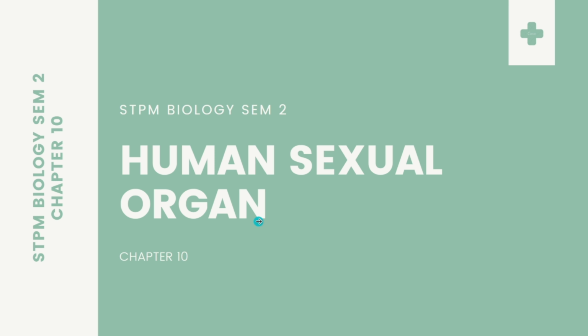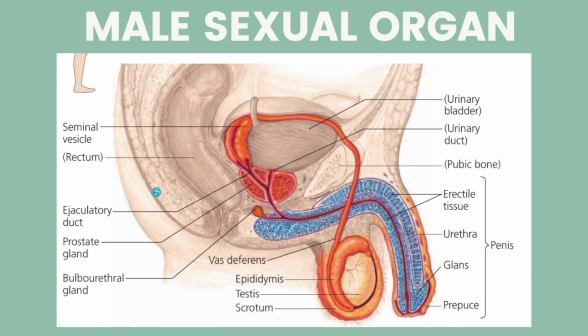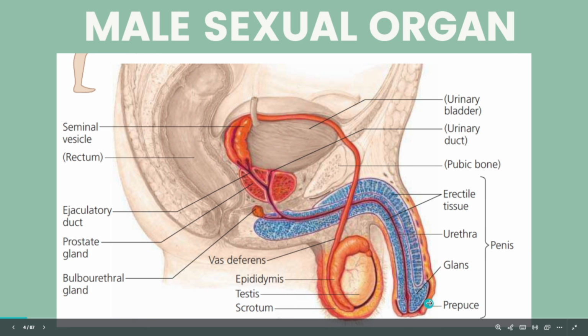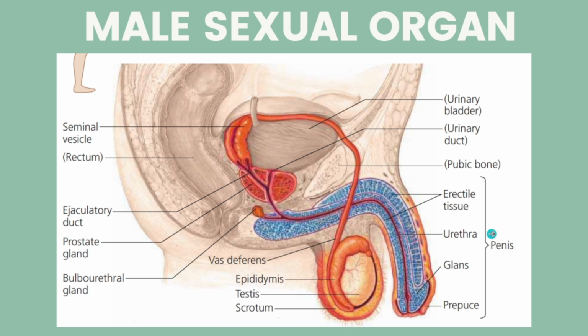First of all, we go through the human sexual organs. Actually, for this topic I don't need to talk much, because you already learned it in Form 3 basic science and SPM. This is the anatomy structure of the male sexual organs. In STPM, normally they will not ask you to label this, because your syllabus wants you to know how the sperm is produced and ejected to the female sexual organ during sexual intercourse. So this is the basic structure.